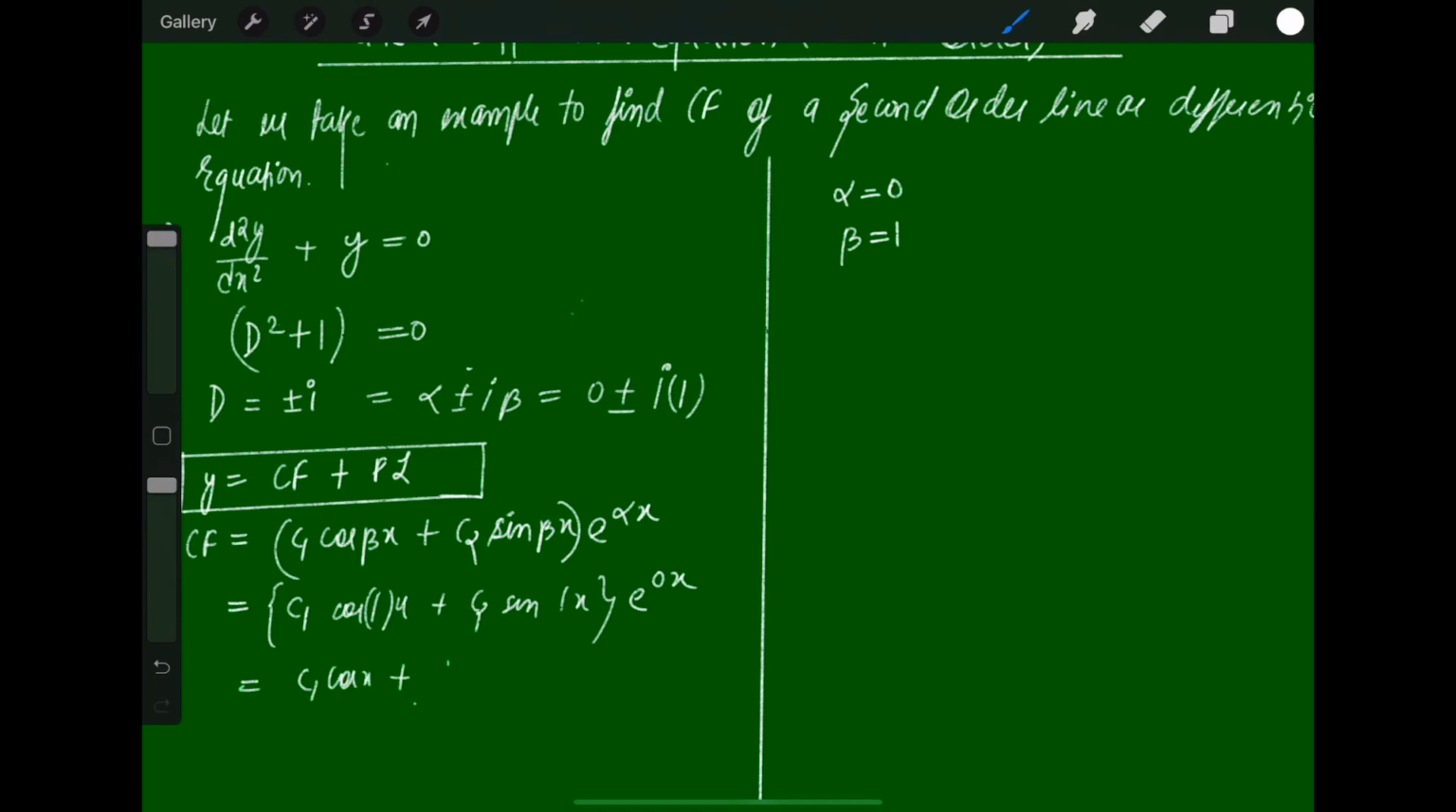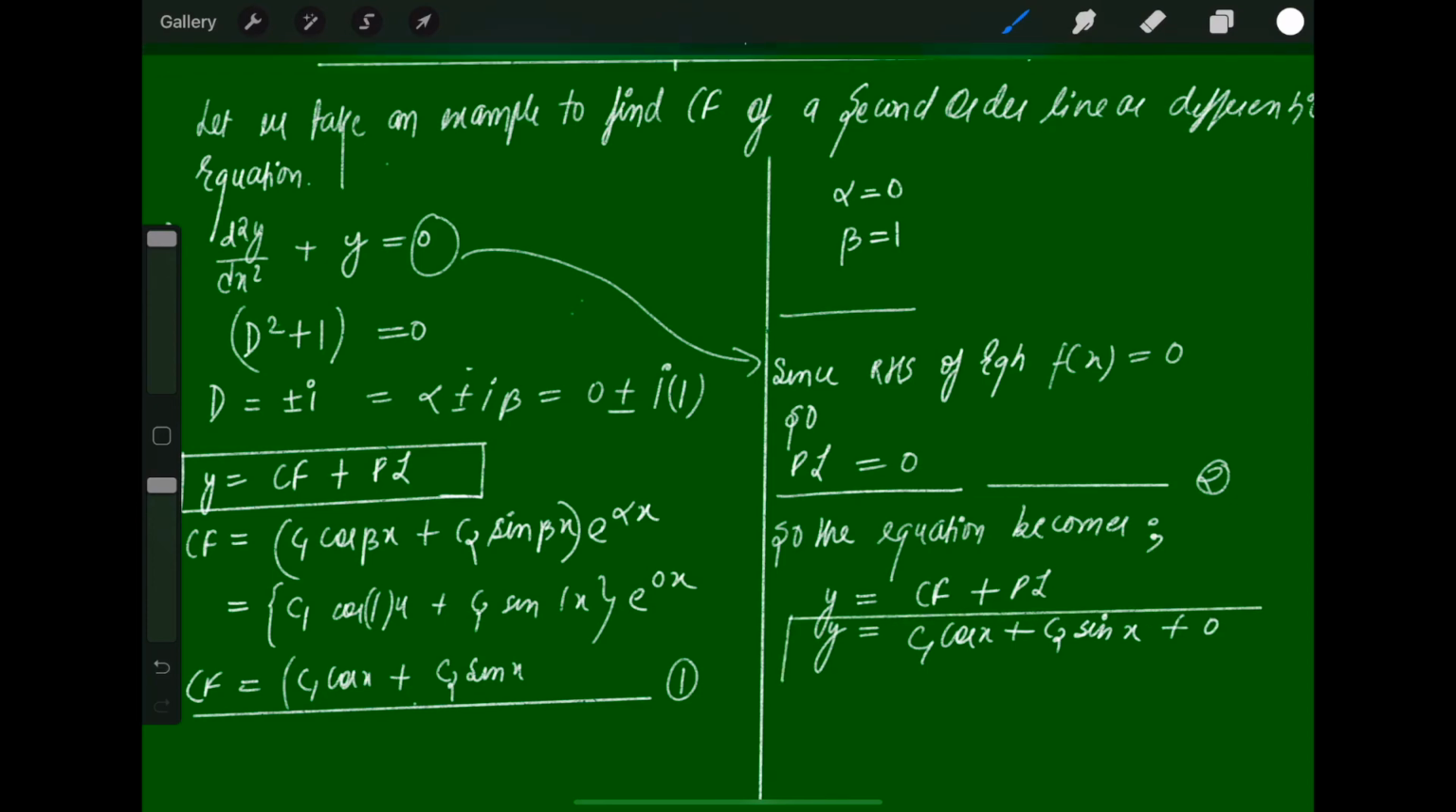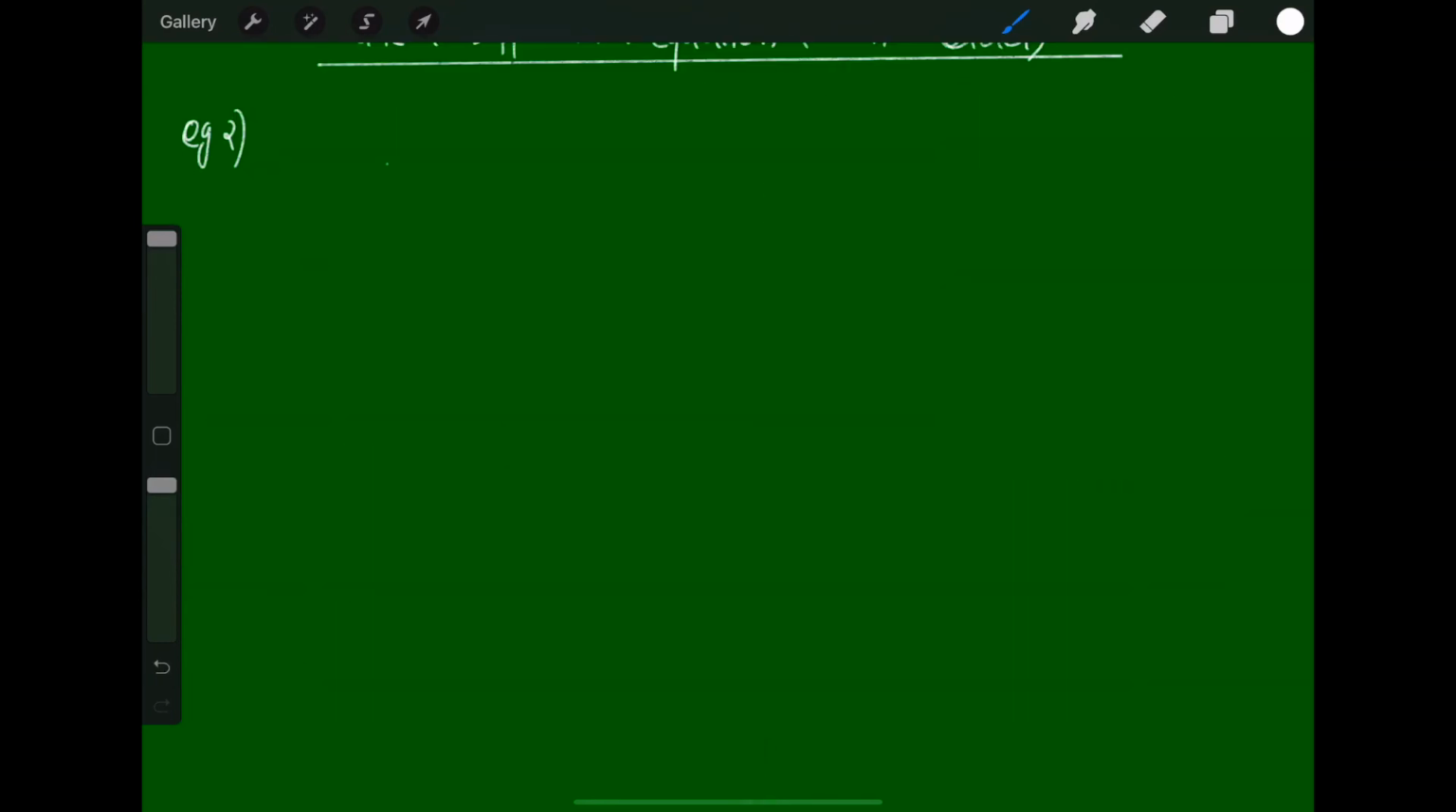So the complete solution of this differential equation can be represented as y is equal to CF plus PI. y is equal to C1 cos x plus C2 sin x. This is called the general solution of a differential equation. It is known as general solution because the values of C1 and C2 can be found out by putting in the conditions which are given in the question, which we will see in the later examples.